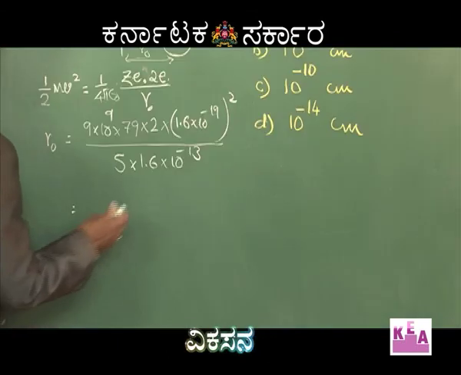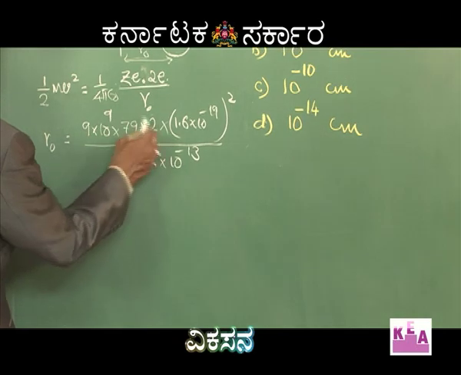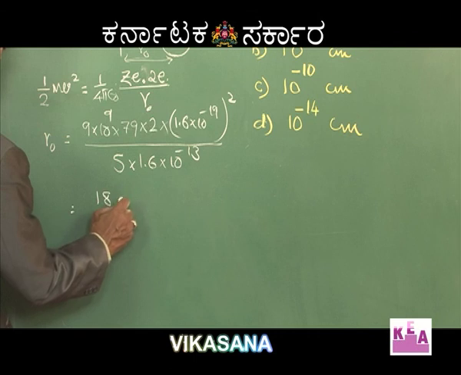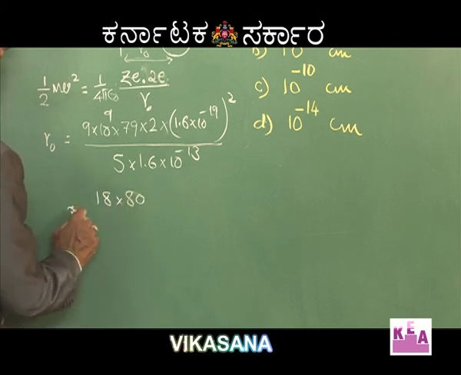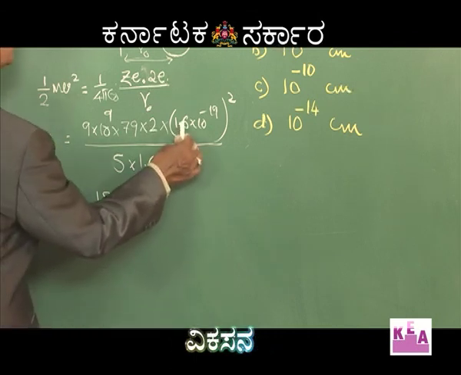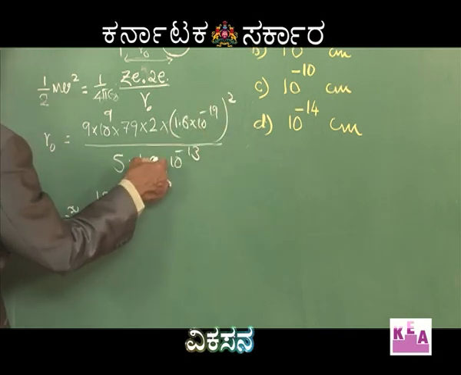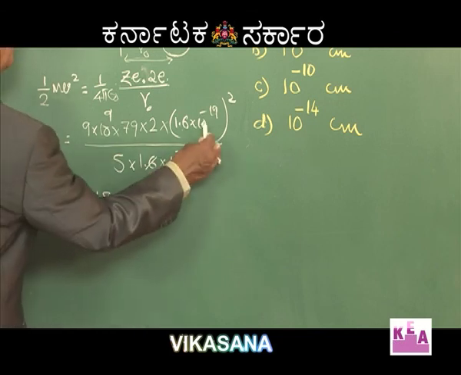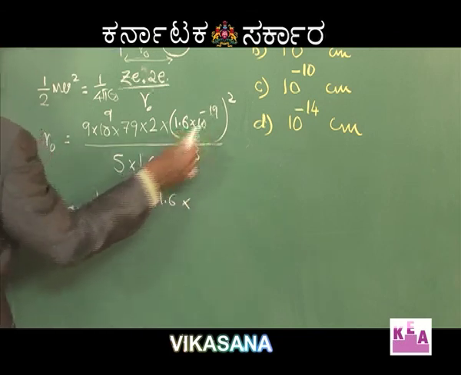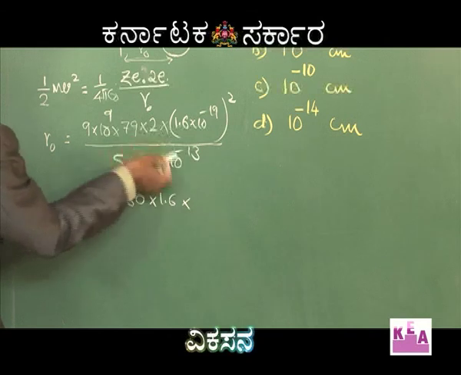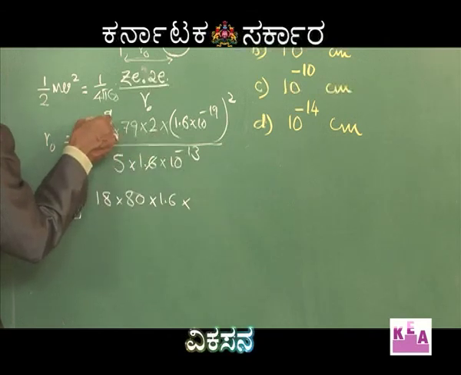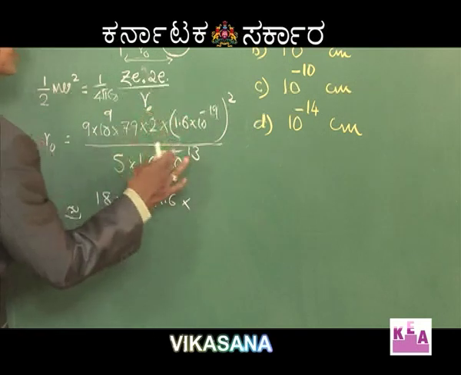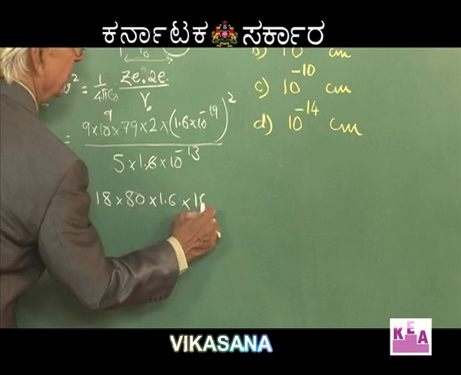See, what you do here is you multiply this 9 and 2, you write it as 18, and 79 you take approximately 80. So, that is why I write approximately, and this 1.6 square and this 1.6 I will cancel out. So, 1.6 is remaining, 10 to the power of minus 38 you have, and this 13. So, 13 plus 9 is 22, and from 38 you subtract. So, minus 38 plus 22, how much it will be?